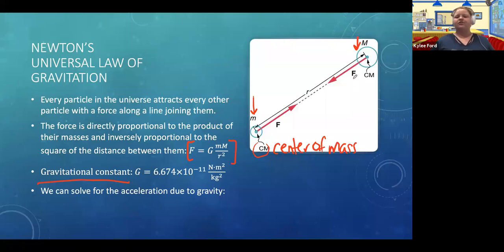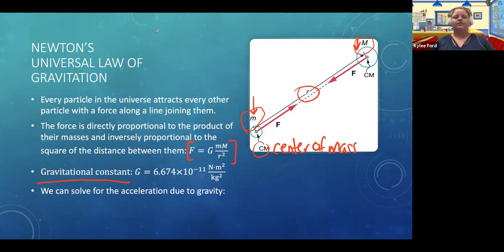So we have two of those. They're separated by some distance or radius r, and they have two different masses, little m and big M. So this equation here will describe the force that attracts these two objects.